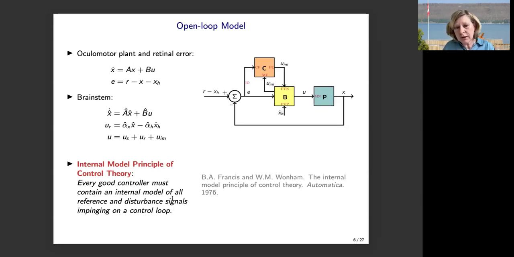That was discovered in 1975. So there's two papers on that, 1975, and this is the 76 paper. So this is the discovery of Bruce Francis and Murray Wonham. Okay, so now we have a hypothesis.